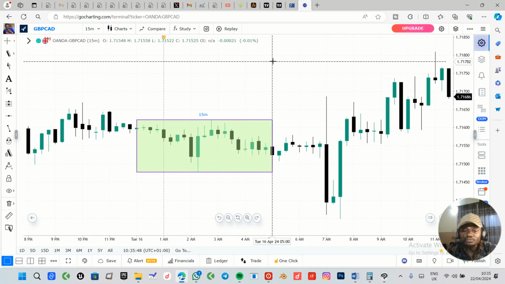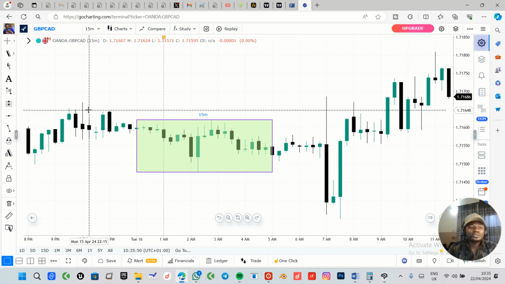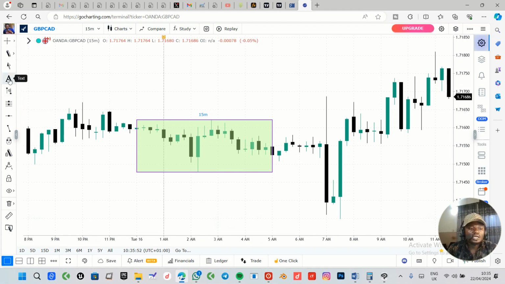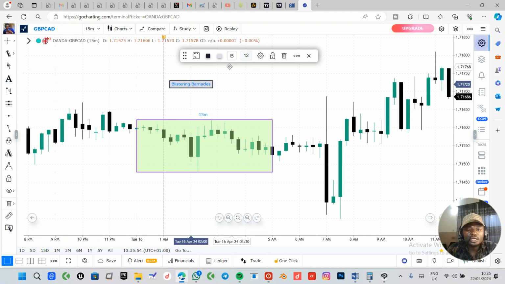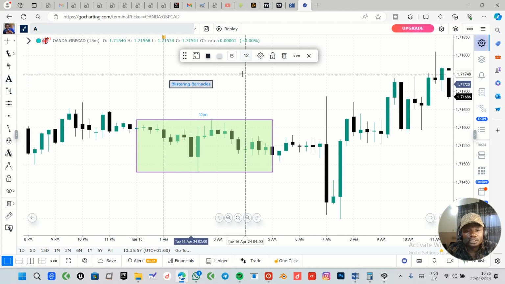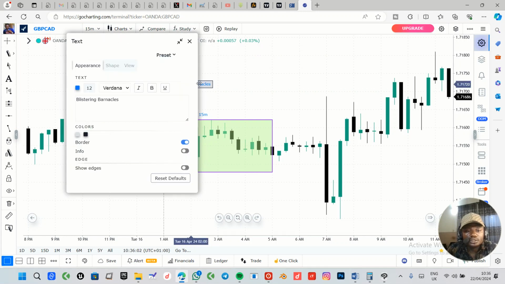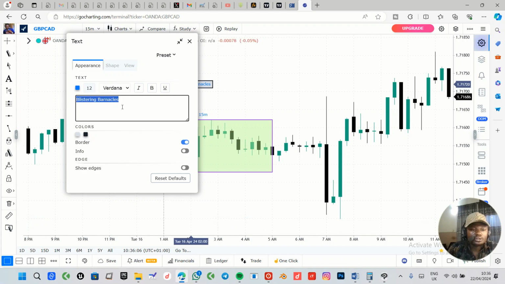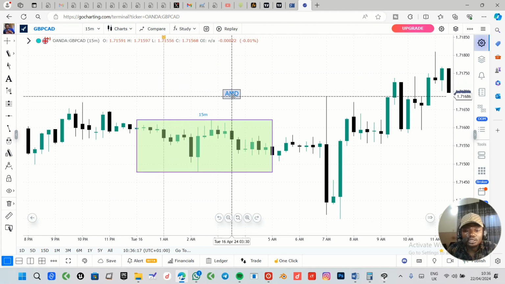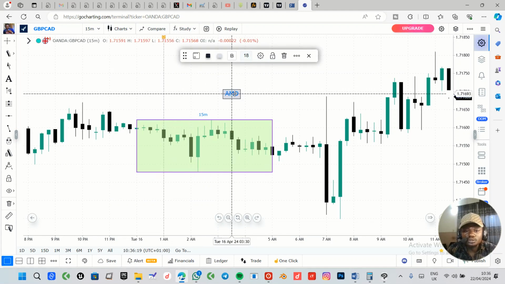It's called the AMD concept. AMD means the concept of accumulation, manipulation, and distribution. So it simply means accumulation, manipulation, and distribution. Can you see it here?